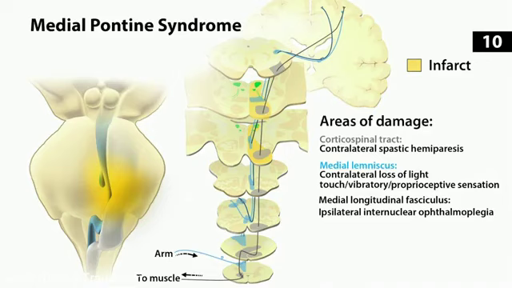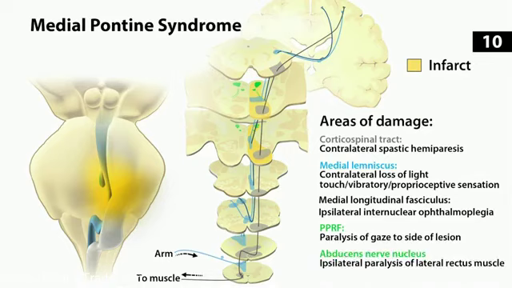And then adjacent to the MLF is a structure called the PPRF, which is the paramedian pontine reticular formation. So both the MLF and the PPRF are involved with coordinating conjugate gaze. And damage to the PPRF makes the patient look away from the lesion. Now, we didn't see that in our patient, but you certainly could. But we did see ipsilateral paralysis of the lateral rectus muscle, again due to damage of the abducens nerve nucleus, the cranial nerve 6 nucleus.